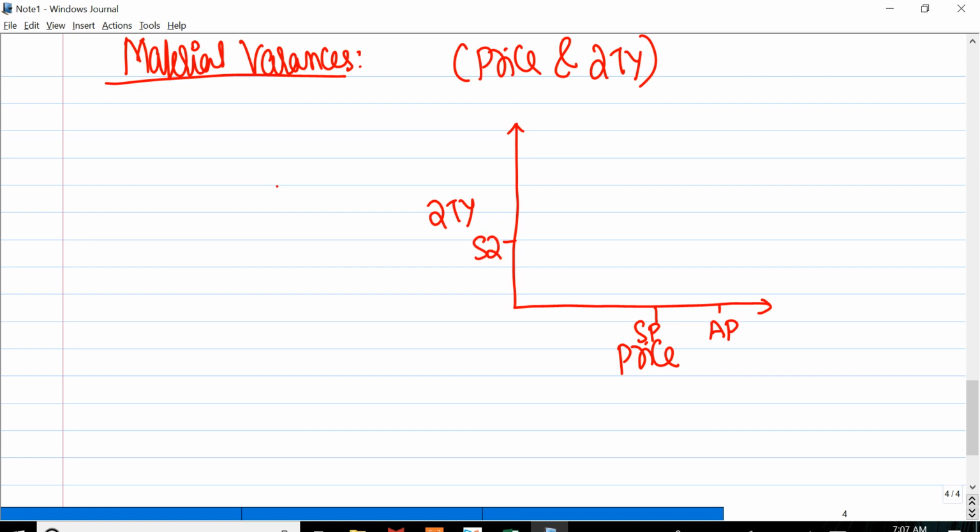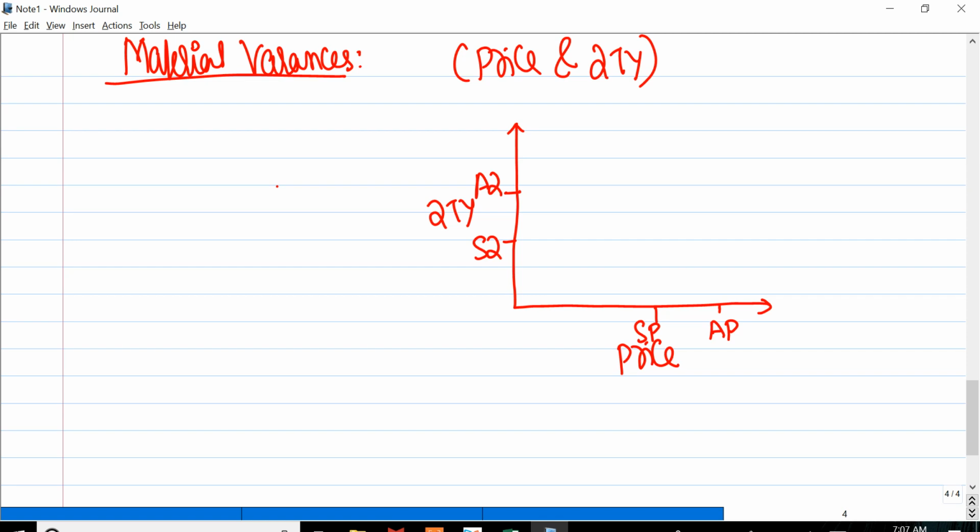Standard quantity. Let's take one chair itself. Standard quantity refers to the quantity to be used for manufacturing one chair, which is 40 kgs. Actual quantity refers to the quantity actually used, which is 45 kgs. It could be more, it could be less. So standard quantity refers to the quantity to be used for actual output. Actual quantity refers to the quantity used for actual output.